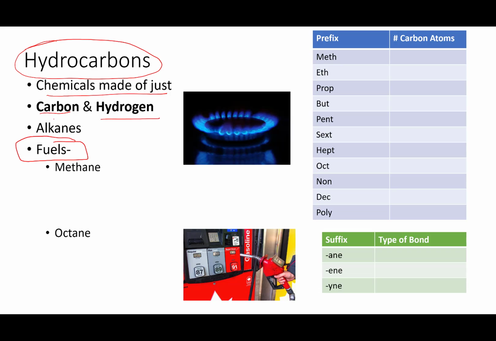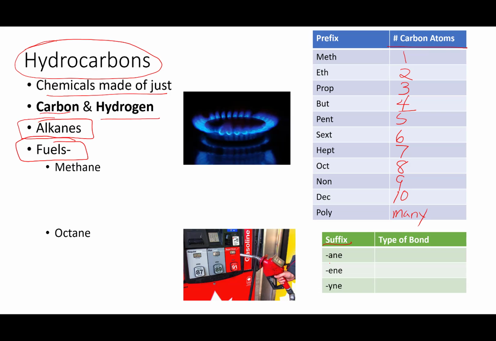In chemistry, these are often referred to as the alkanes or the alkane series. And the names of these are pretty fun and easy to name. The prefix tells you the number of carbon atoms, and the suffix tells you the type of bond between them. So meth means one carbon atom, eth is 2, prop 3, but like a butane lighter 4, pent is 5, hex is 6, hept 7, oct 8, non 9, dec like December is 10, and poly means many.